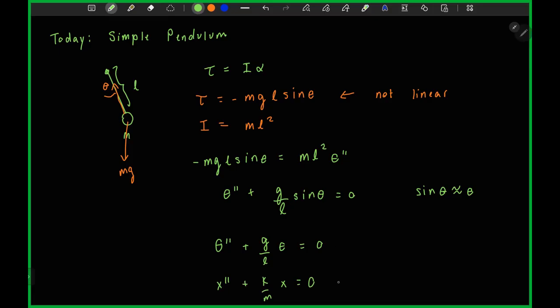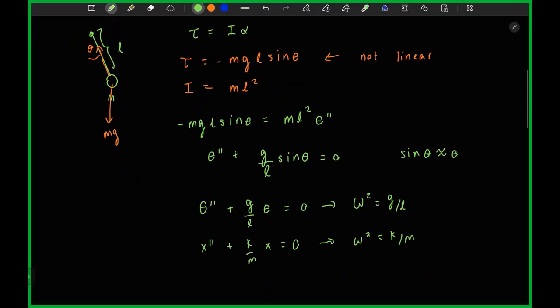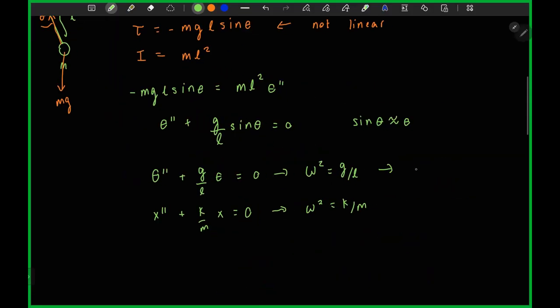And so if here omega squared equals k over m, here omega squared will equal g over L. So what we now know is that omega equals square root g over L, and therefore the period of a pendulum is 2 pi square root L over g.